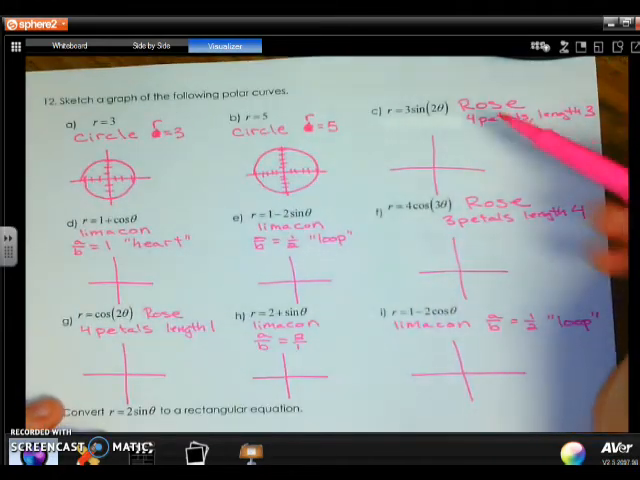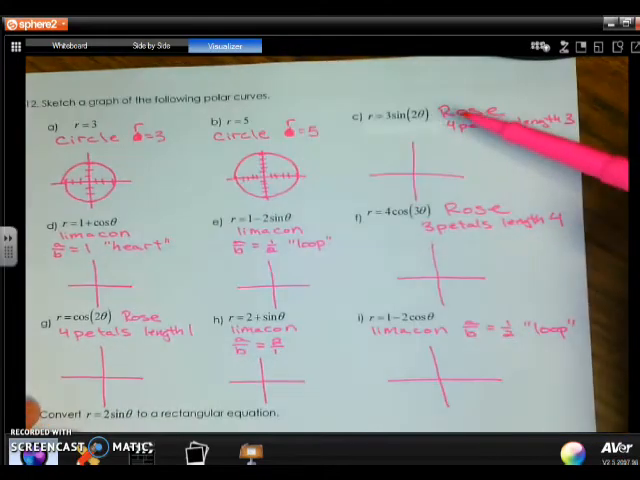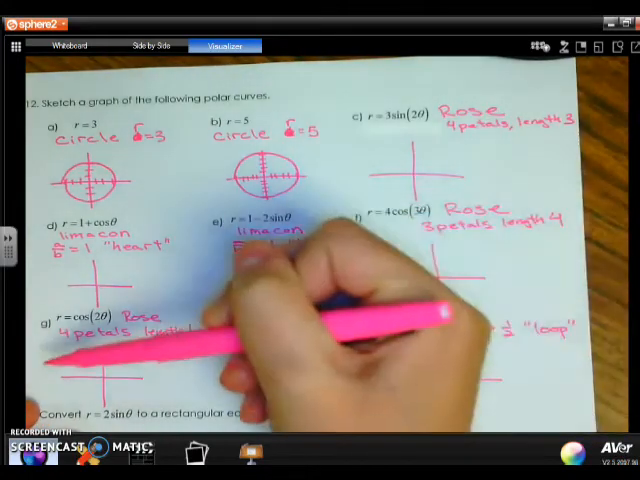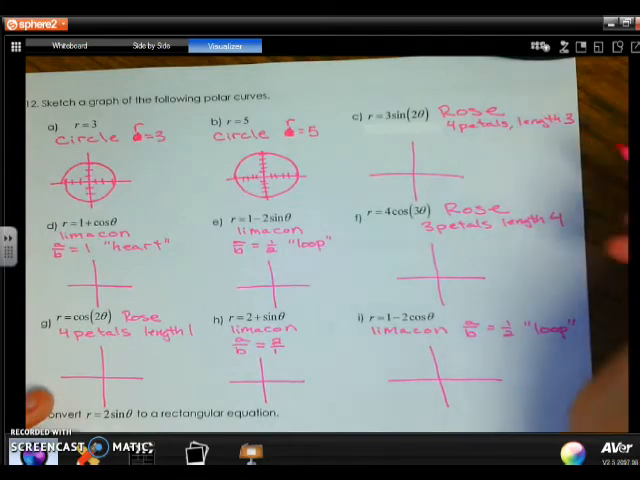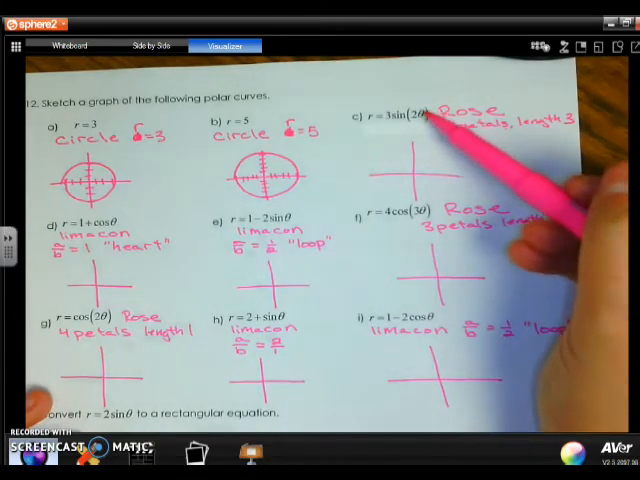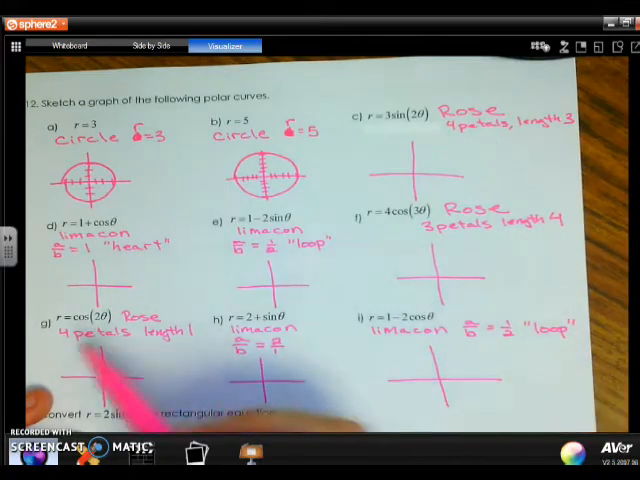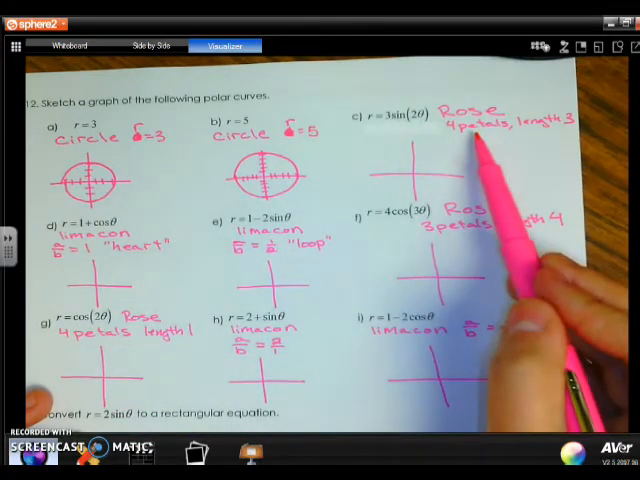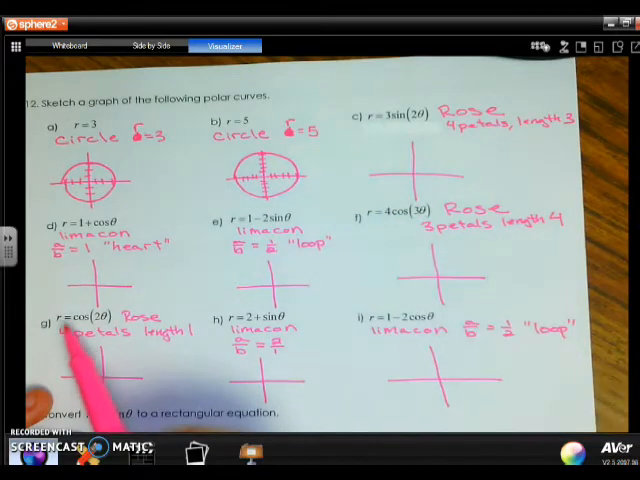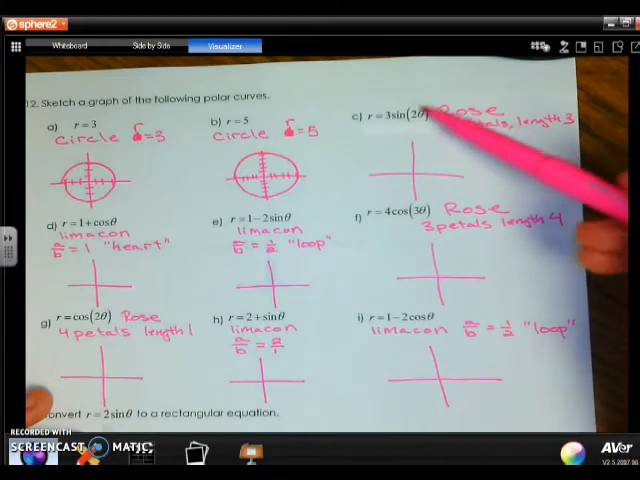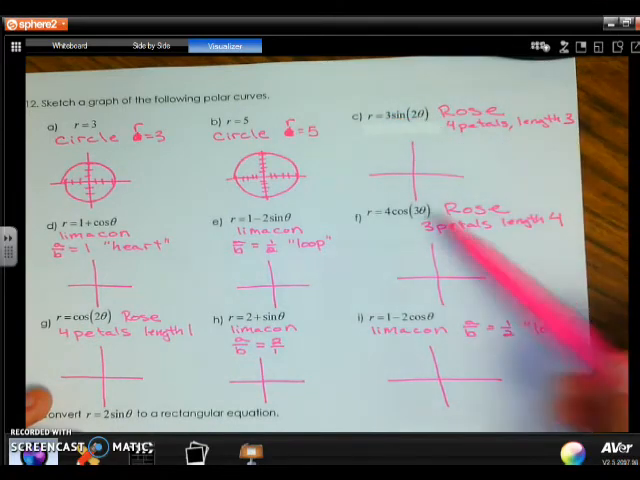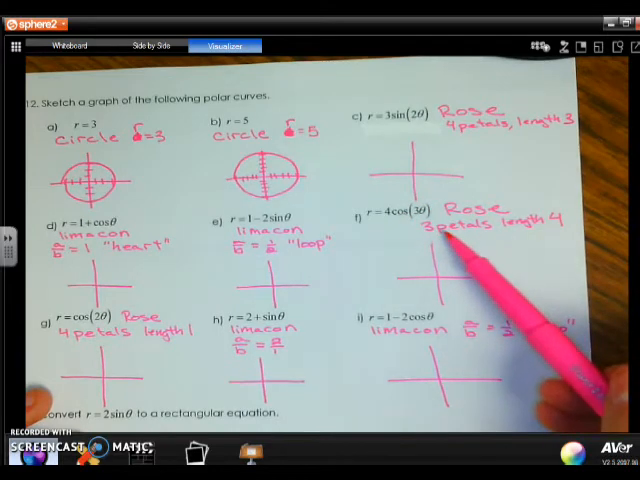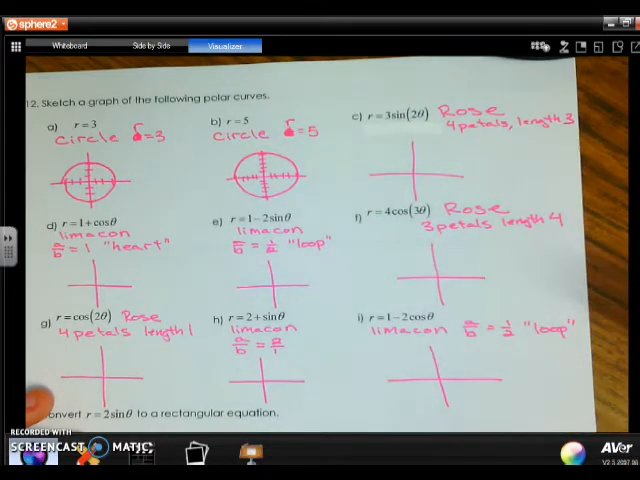But then we have roses. So the roses would be like example C, F, and G here. Remember, if the rose has an even number, like it is in this case in C and G, you need to double that number to get the number of petals, and the number out front is the length of the petals. So this is 4 petals of length 1. Over here we have 4 petals, that's even, so you double it to 4 of length 3. And when it's an odd, then that is the number of petals, and that is still the length.